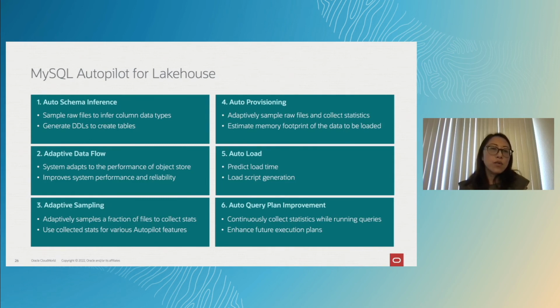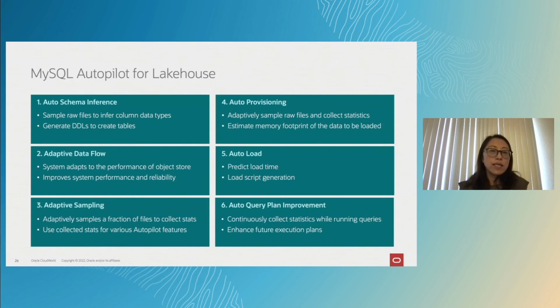so that we can provide suggestions for table definition. The second one is adaptive data flow. Because we need to get data from object storage, and HeatWave also stores a copy of the HeatWave data onto our own object storage layer, having requests to object store depends on the object store performance, and then we adapt to that, and this allows us to have much better performance and better reliability.